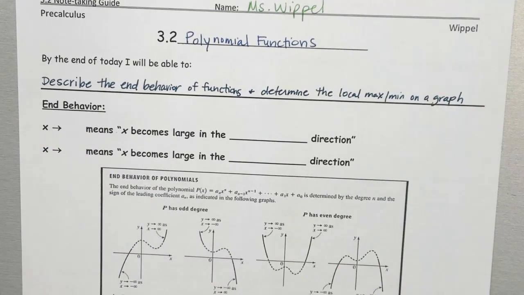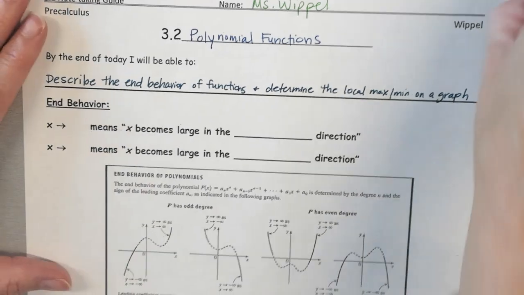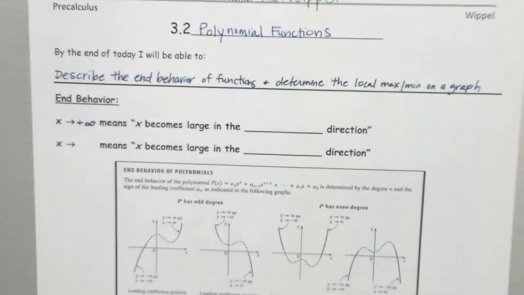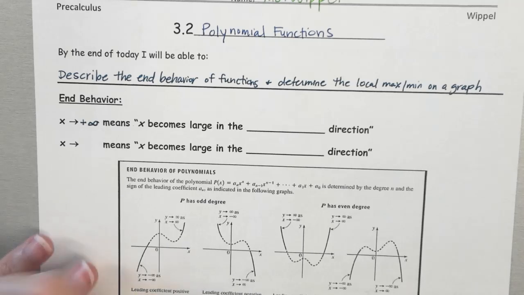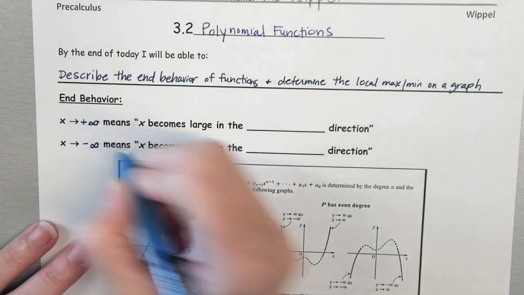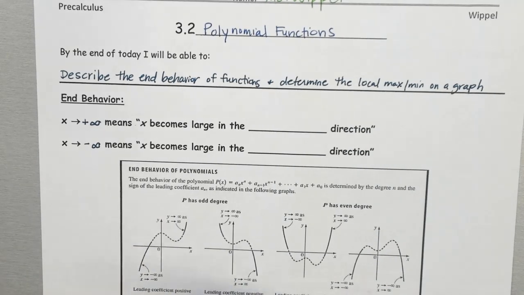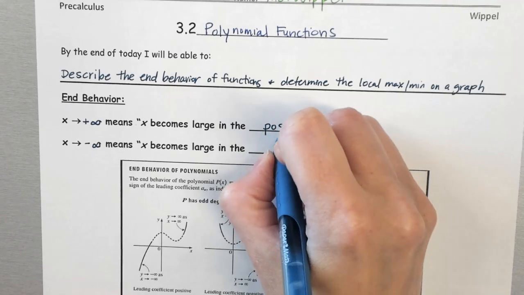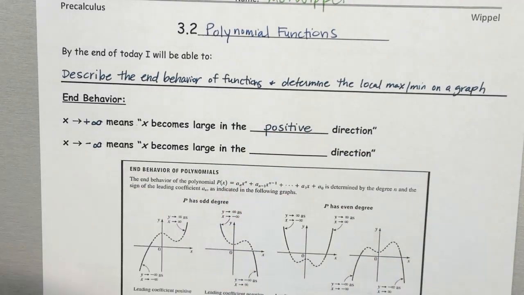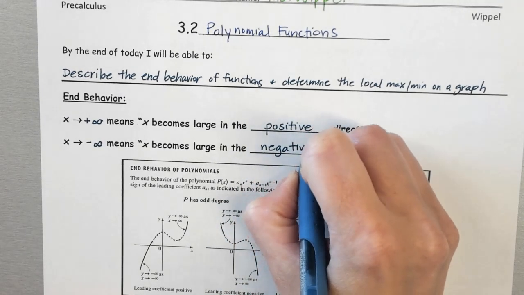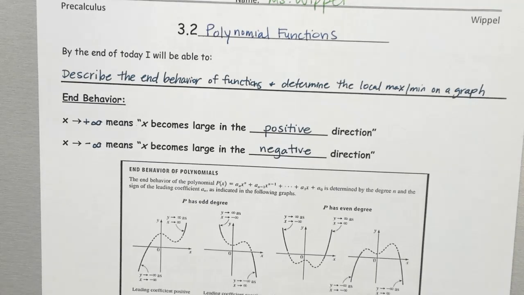Okay, so when you are doing the end behavior, this book uses positive infinity. I know that last year they just put infinity, so the plus is going to be your positive infinity, and then the negative is negative infinity. So the values with x, it means that it becomes large in the positive direction. And if it's going to negative infinity, it says x becomes large in the negative direction. Okay, so the positive infinity can mean two things with x and y.